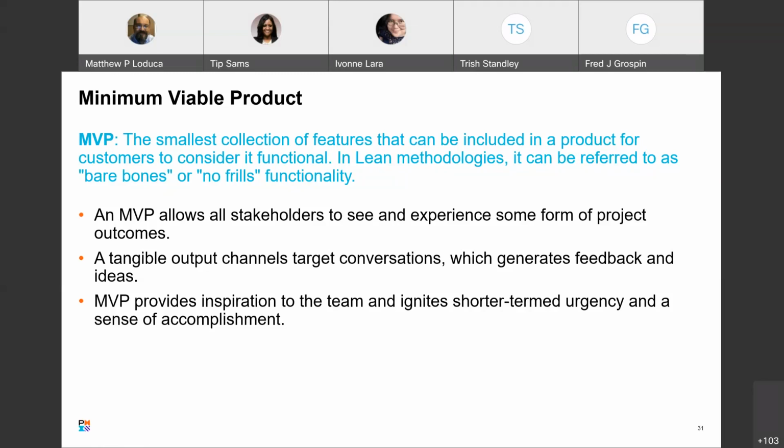So you get it out there, people are looking at it, they're talking about it, they're saying, I hate this, I love this, this is great, but can you do this, and so on. And MVP provides inspiration to the team and ignites shorter term urgency and a sense of accomplishment. So that sense of accomplishment, hey, we got this out there right away. It's just a 3-year project, but in 2 weeks we delivered a big chunk of it. So you get that, and then it's a short-term urgency.